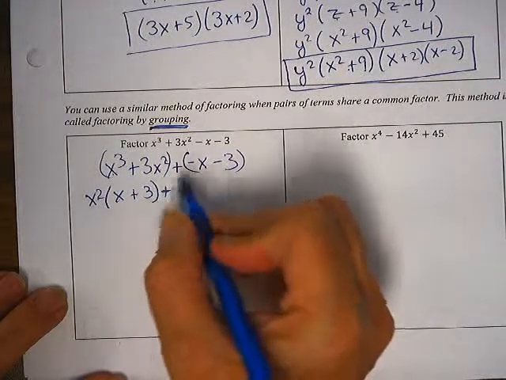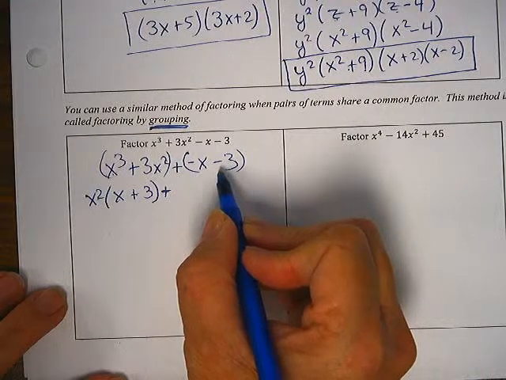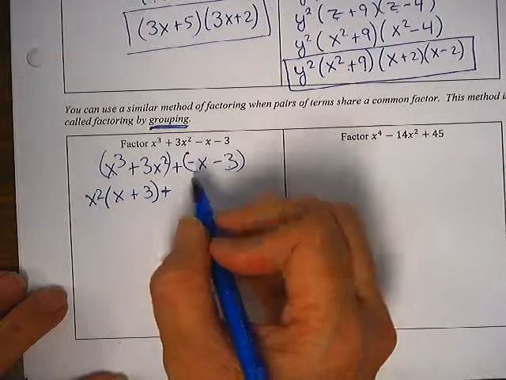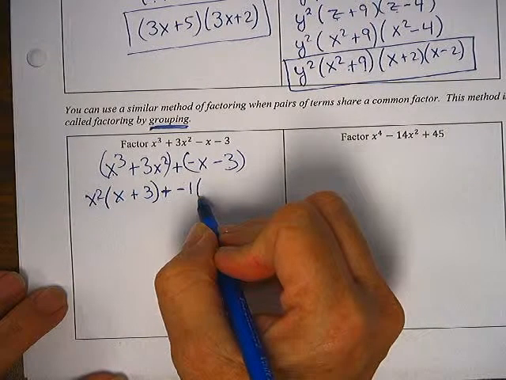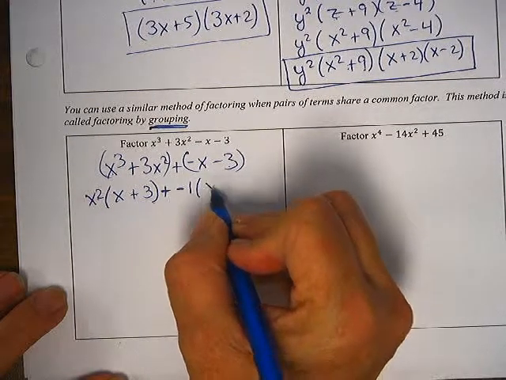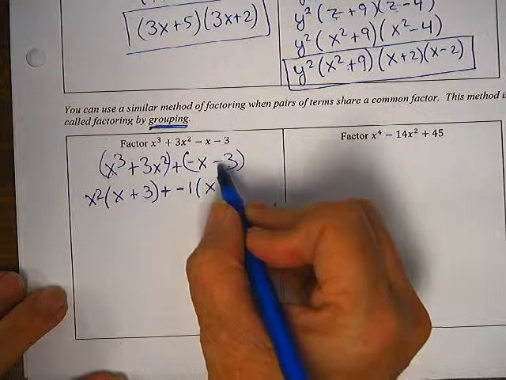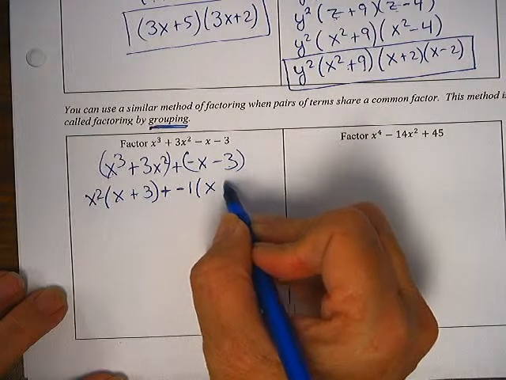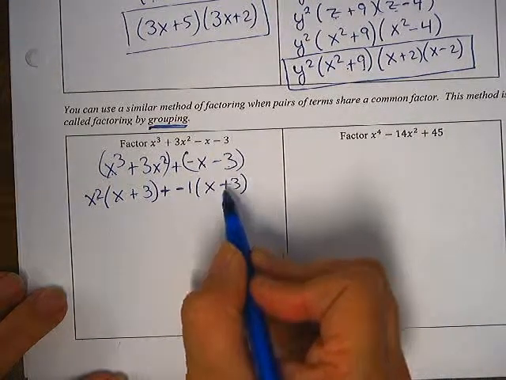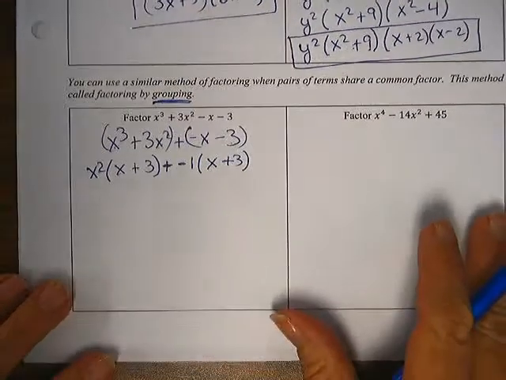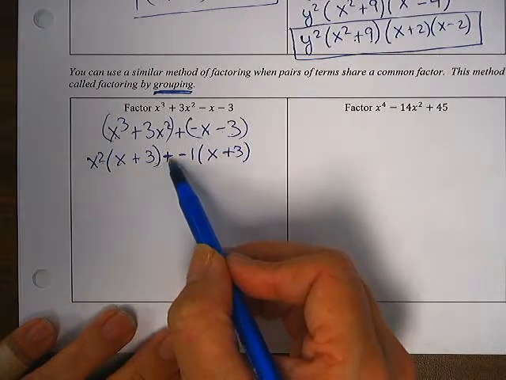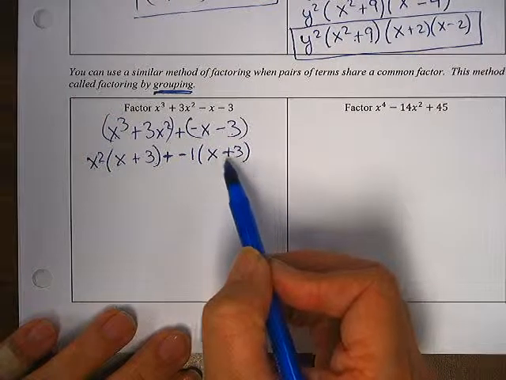Now we have our plus here. Now in the second group here, is there anything we can factor out? The only thing they both have is a negative 1. So I'm going to factor that negative 1. And if I have a negative x and I factor out a negative 1, I'm left with a positive x. If I have a negative 3 and I factor out a negative 1, I'm left with a positive 3. So again, I took this group and I factored it. Okay, so now look at what we have. X squared times x plus 3 plus a negative 1 times x plus 3.